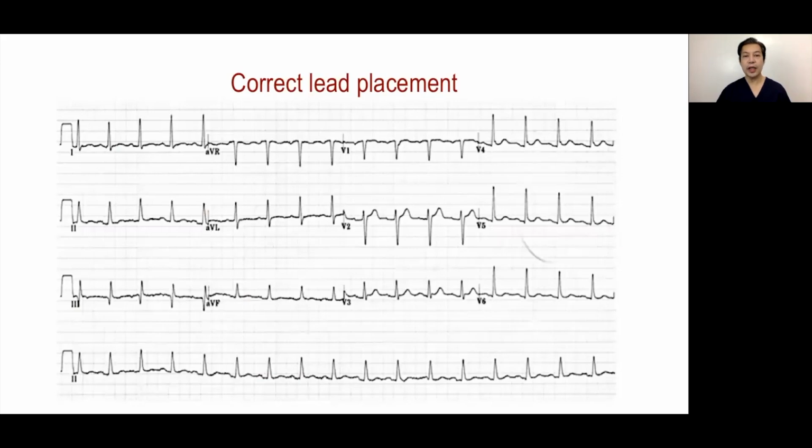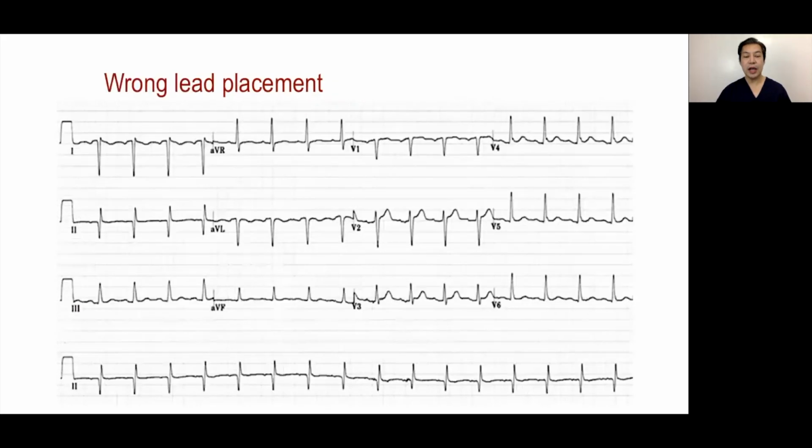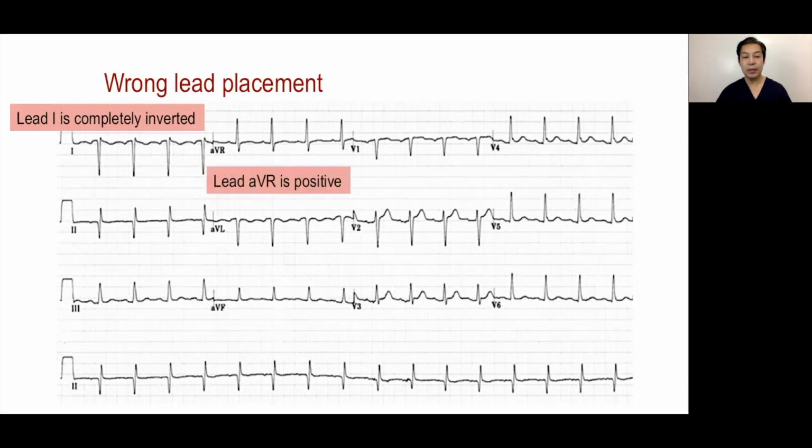Now, it is important that we realize the impact of lead placement in patients, that we need to make sure that the leads are correctly placed, because that's how the normal ECG in a patient will be recorded in a normal manner. If there is an interchange of the leads, the most common is that of the right and the left arm leads. The changes that we will see is that lead 1 would be completely inverted because the left and the right leads will be interchanged. Lead AVR will now be completely positive.